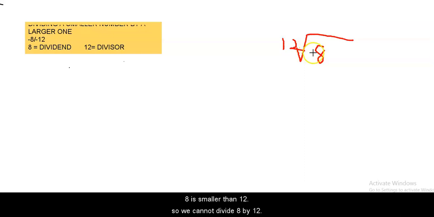Now 8 is smaller than 12, so we cannot divide 8 by 12. That means 12 cannot go into 8. And there is no number in front of 8 for us to continue the division. So what we do is, since 12 into 8 cannot go, we put a 0 here on the overbar and add a dot. 0 dot.